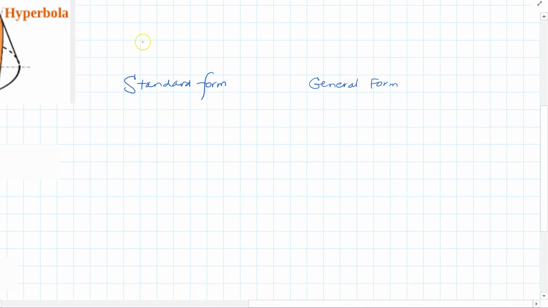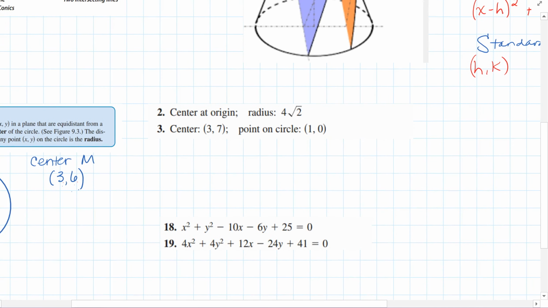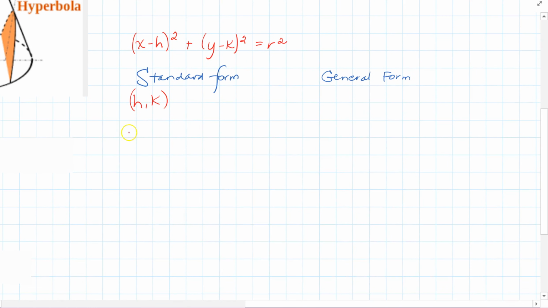Now standard form looks like this. It's x minus h quantity squared plus y minus k quantity squared is equal to r squared. And the deal here is that the center is h, k. And the one that I showed you right here where you had center 3, 6, if I were to make that equation, I would say x minus 3 quantity squared plus y minus 6 quantity squared equals, and I would have to find that radius and square it.